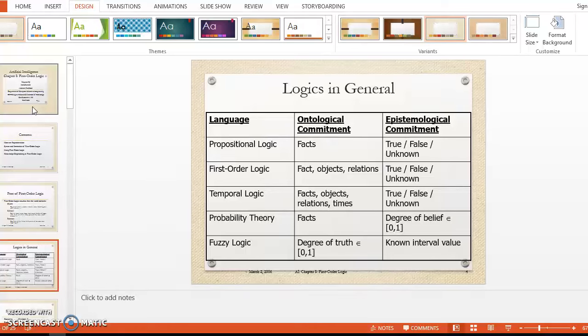And next we have probability theory. Here we are going to discuss whether the given sentence is right or wrong, about fact and belief, whether we are going to believe that fact or not. If we believe it, we put 1; otherwise, if the given sentence is wrong, we mark it as 0. And the fourth one is fuzzy logic. Here we are going to identify the degree of truth, and the epistemological commitment is a known interval value.